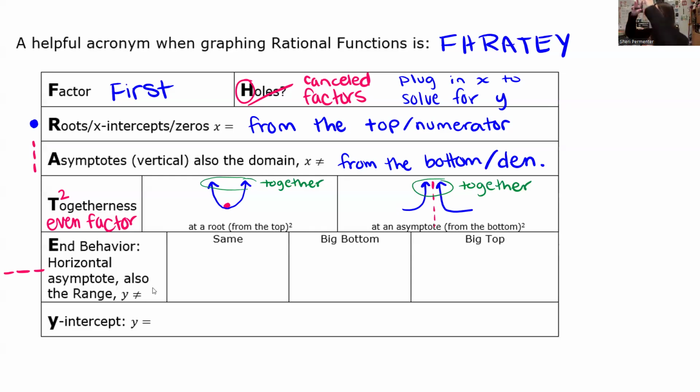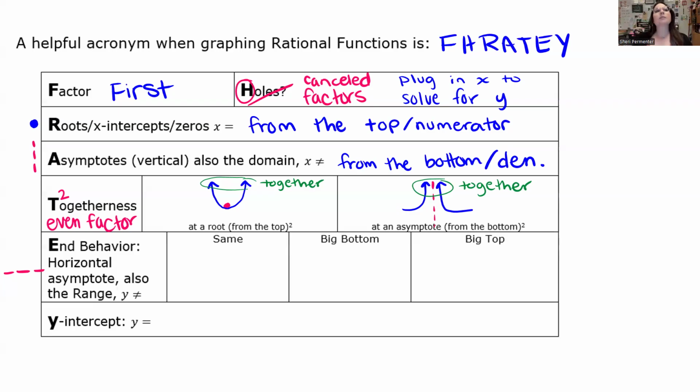These come from the ratio of the x's. So you just count how many x's are on the top in relation to how many x's are on the bottom. So if there's the same amount of x's on the top and on the bottom, it ends up being the ratio of the leading coefficients. And pretty much what we're dealing with is like just x, not like 2x, just x.